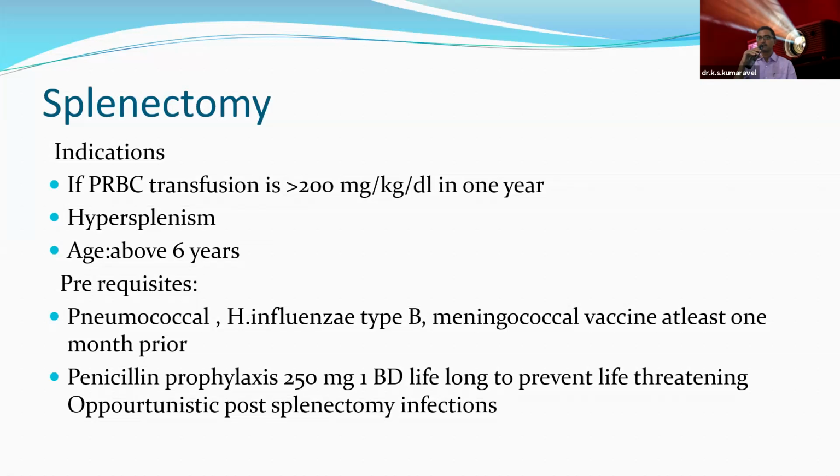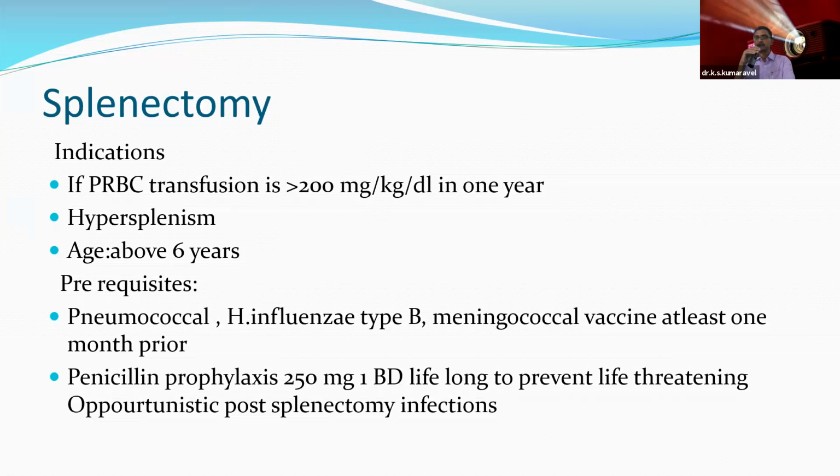Coming to beta thalassemia intermediate. There will be some production of beta chains, not complete absence. It can be beta plus and beta plus, so some deficiency will be there. At what age will it present? Adolescence, sir. Around the age of 10 years, they start manifesting, with mild anemia.